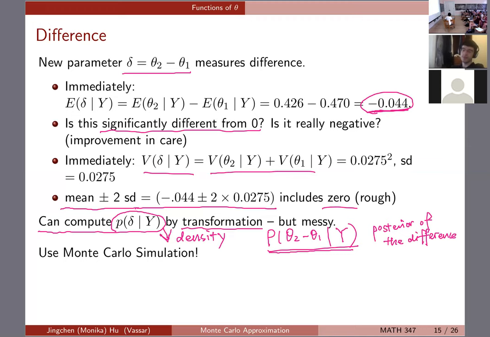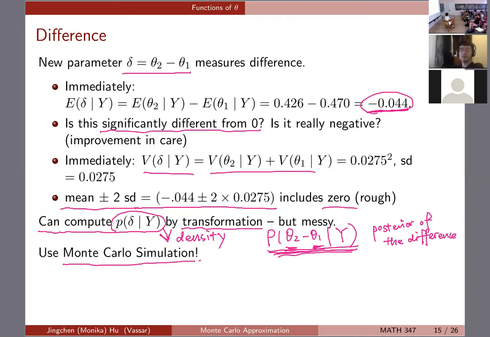And if you're interested, you can go back, because both of those are success probabilities between 0 and 1, and both of them follow a beta distribution. You might be able to figure out something analytically over there. But for the focus of our class, we're going to focus on how to use the Monte Carlo approximation. And I guess you might already guess how you're going to proceed, right?